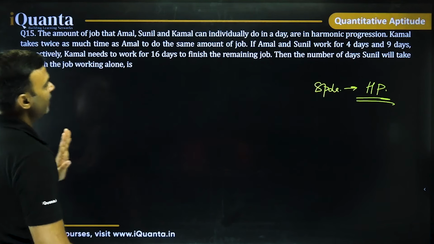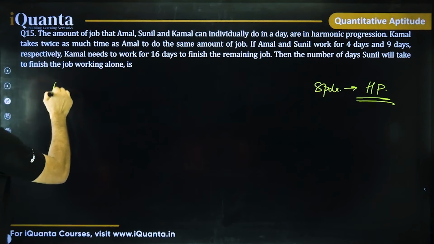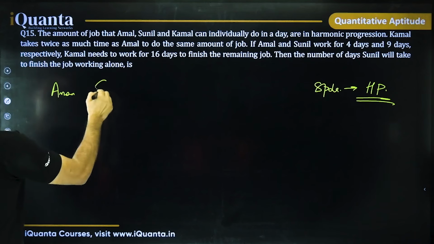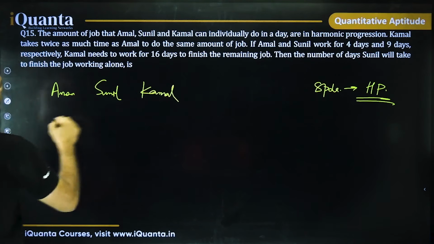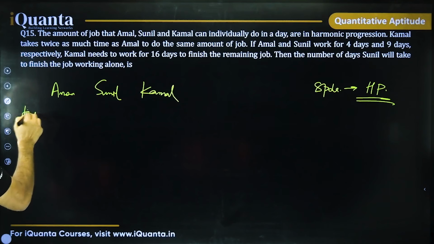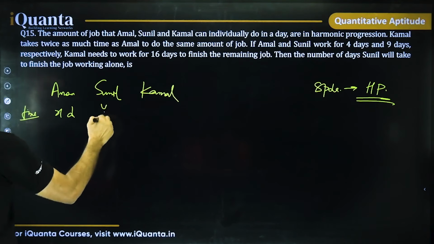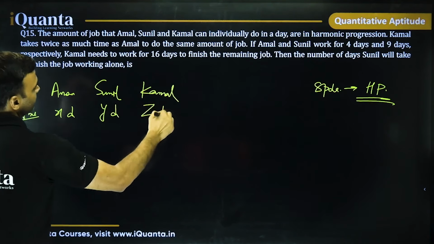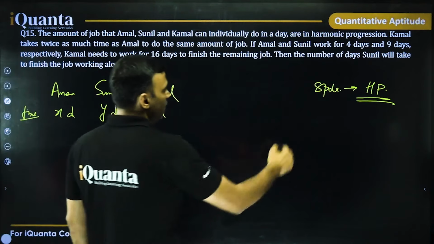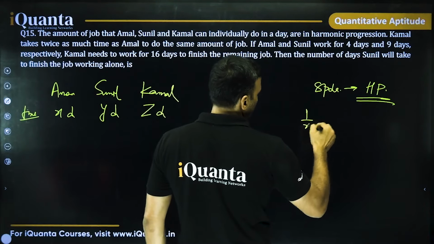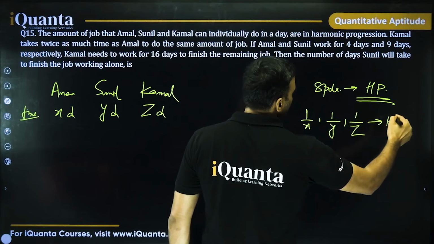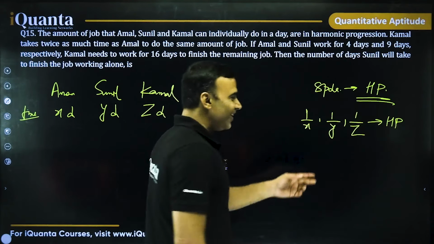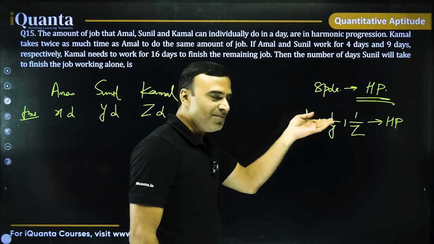So basically if I assume that Amal, Sunil and Kamal, if the time taken by them is X days, Y days and Z days, then their one day work would be 1 by X, 1 by Y and 1 by Z. That is in HP. Now, if there are terms in HP, you simply take the inverse.